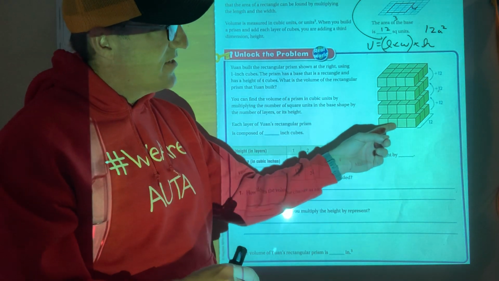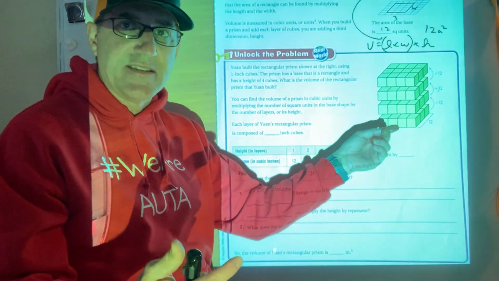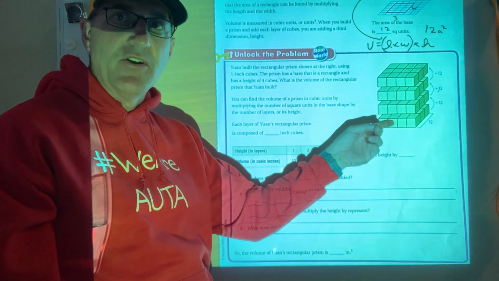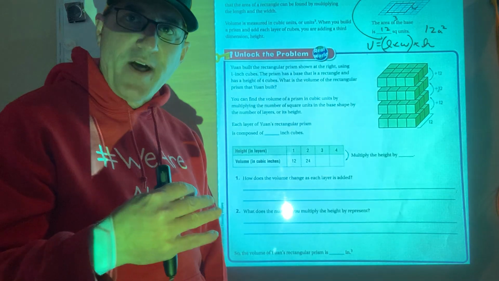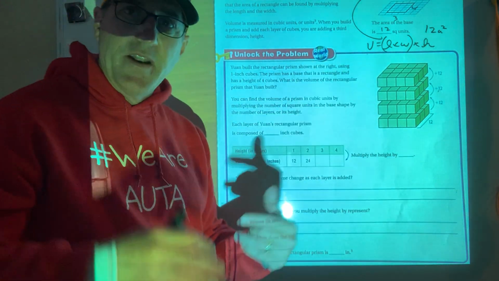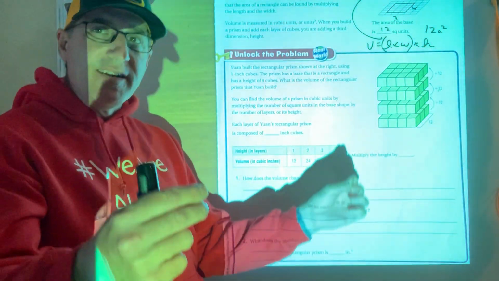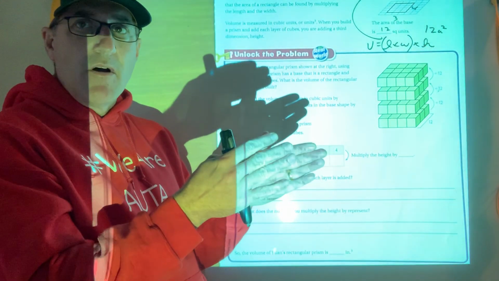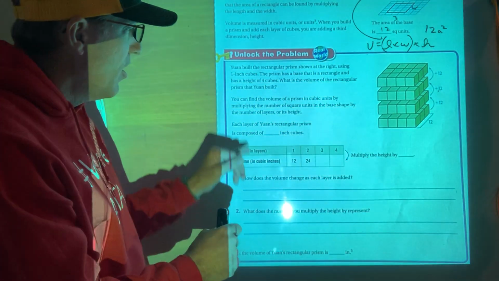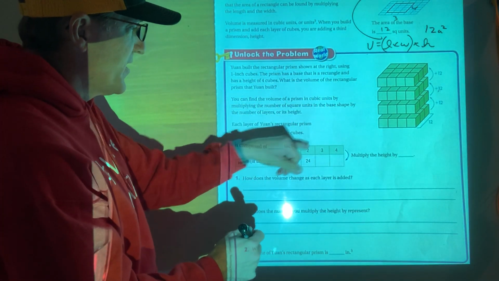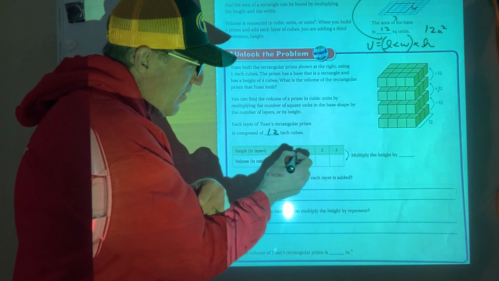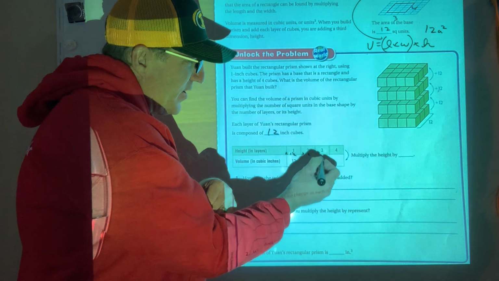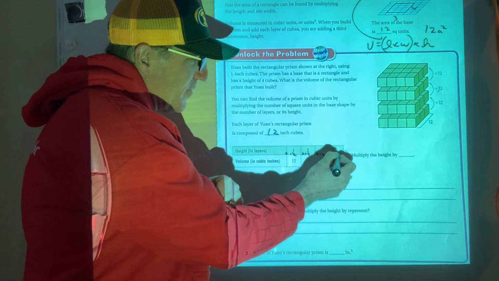So we've already got this as 12 units on the bottom, and it makes sense. I'm going to repeatedly add 12 for each unit I go up. 12 plus 12 plus 12 plus 12. I'm going to multiply 12 by 4 because repeated addition is multiplication. So we're just breaking down this length times width times height into its smaller parts. So each layer of Yuan's rectangular prism is composed of 12 cubes. We've got this function box, 1 times 12, 2 times 12, 3 times 12, and 4 times 12.